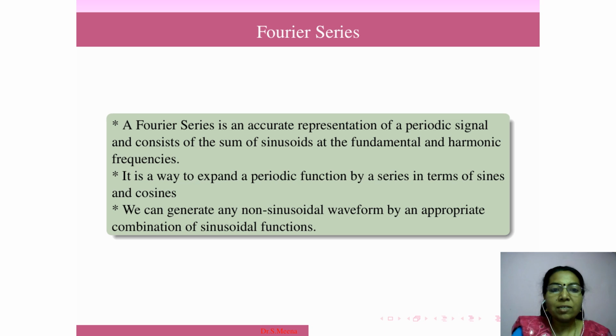Now we can see what a Fourier series is. A Fourier series is a representation of a periodic signal and consists of a sum of sinusoids at the fundamental and harmonic frequencies. It is a way to expand a periodic function by a series in terms of sines and cosines. We can generate any non-sinusoidal waveform by an appropriate combination of sinusoidal functions.